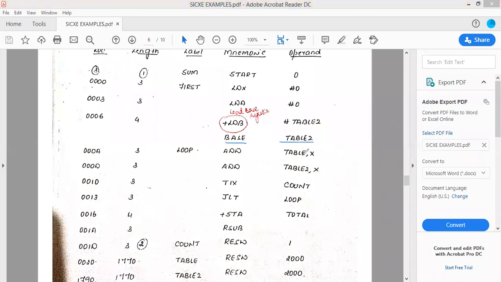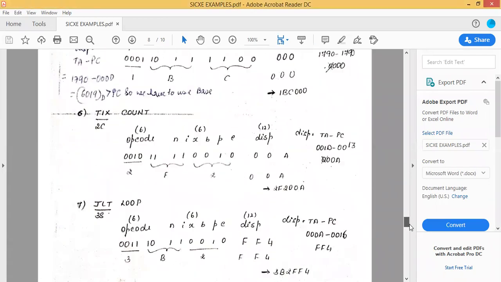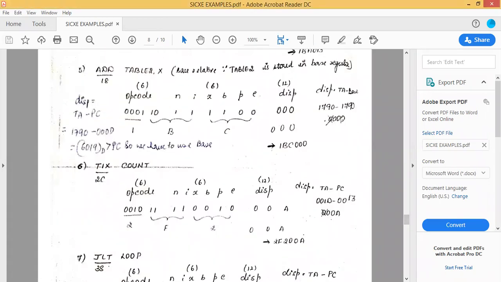Base says that it stores the address of table 2. So what is the address of table 2 here? It is 1790. So 1790 is deducted from 1790 itself. Okay, so what do you get here? You get it as 000. So that is what is appended here.